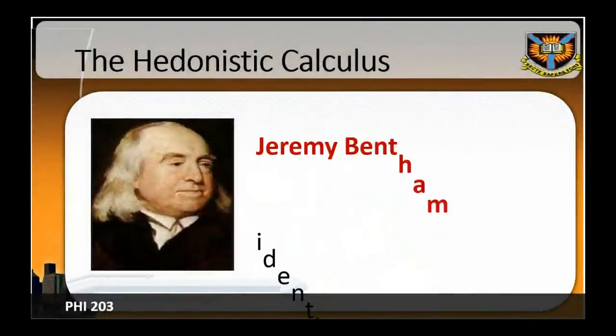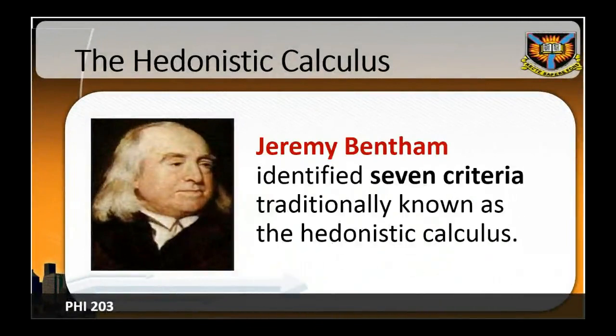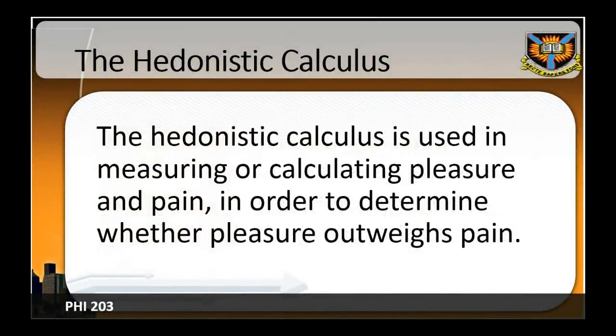The hedonistic calculus. Jeremy Bentham identified 7 criteria traditionally known as the hedonistic calculus. The hedonistic calculus is used in measuring or calculating pleasure and pain in order to determine whether pleasure outweighs pain or not, in which case the outcome says whether or not the action is morally right or wrong.